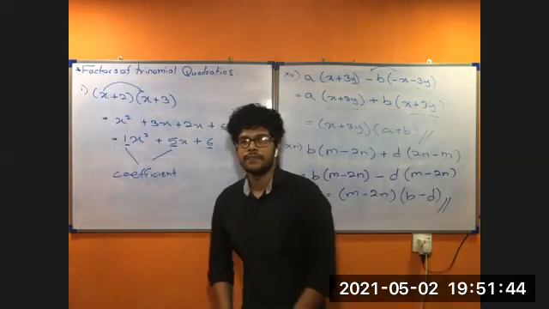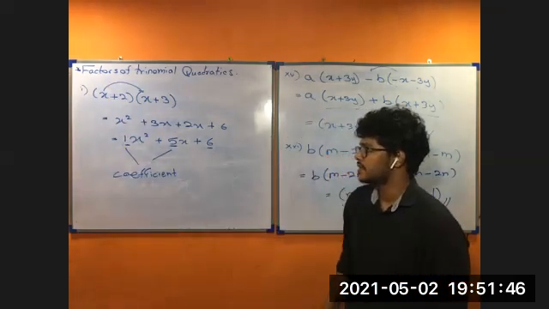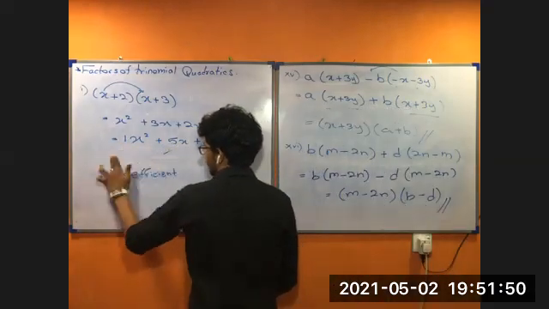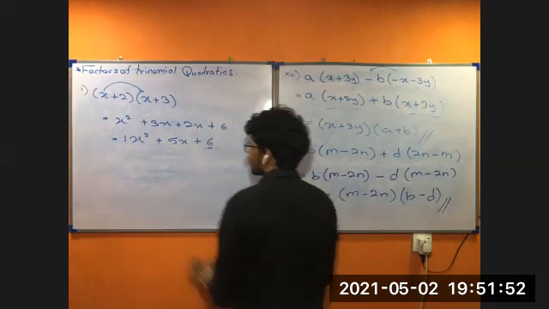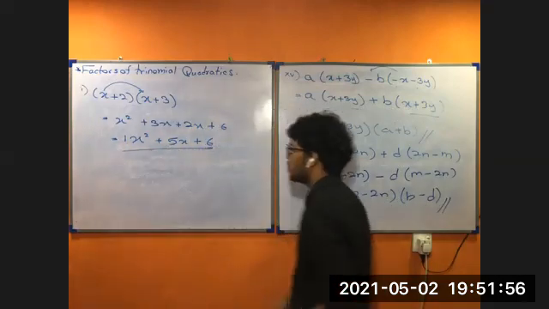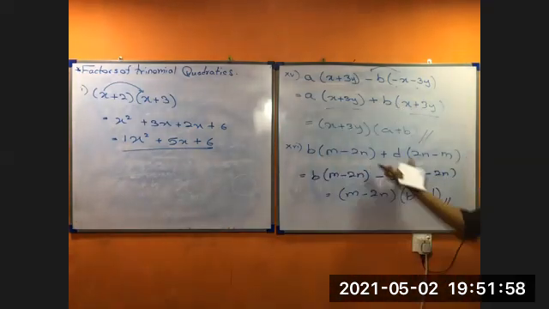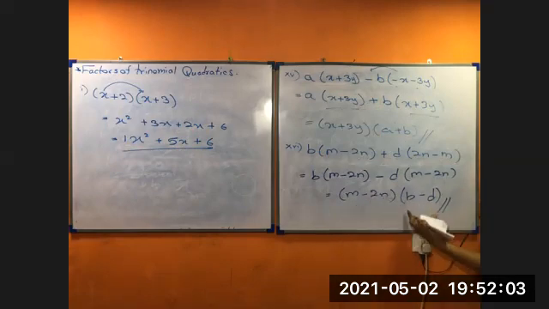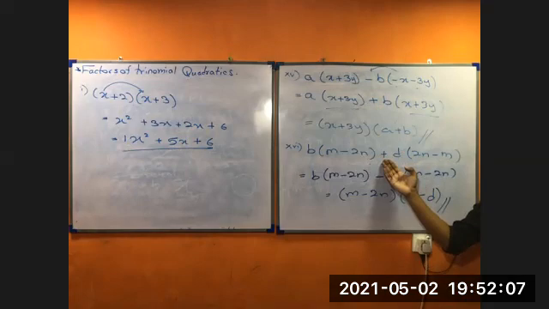Finding factors. So this is a trinomial quadratic expression, right? Finding factors means this expression you need to express as a multiplication of 2 numbers. So here we express this number, which is like in between I have addition, right?